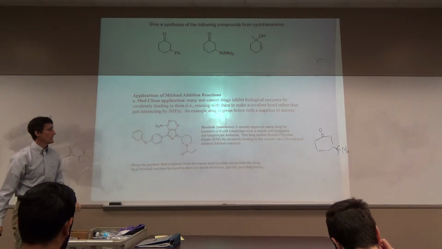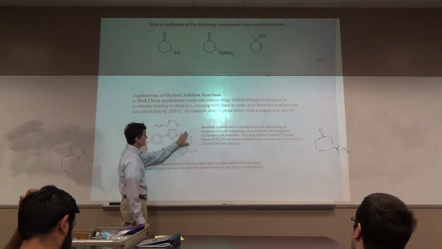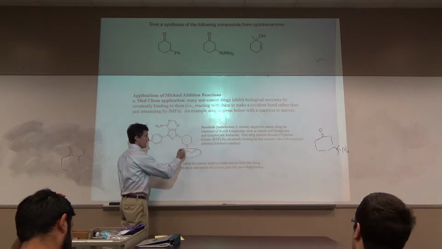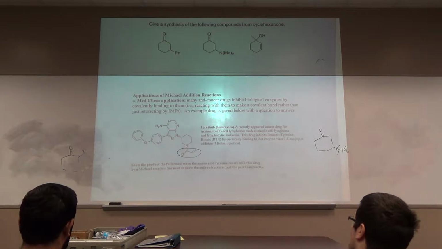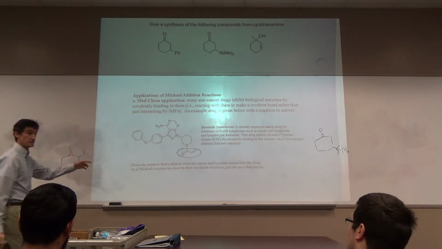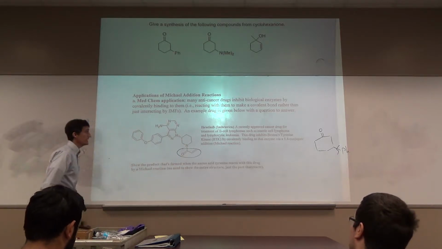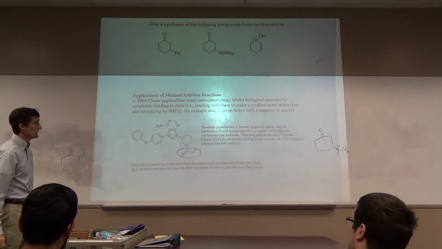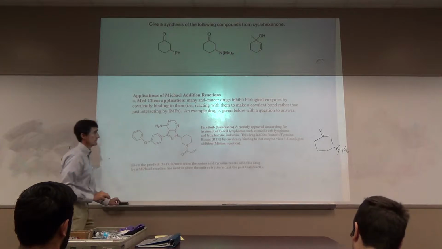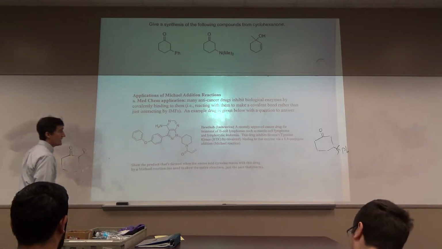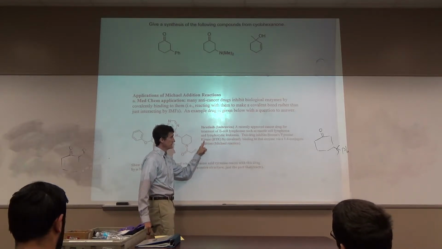Some drugs actually include such a group. Look at this drug, okay? The business end is right here. What do we have? An alpha beta unsaturated carbonyl. It's specifically an amide. This is essentially a cancer drug used against some leukemias, and this drug is known to inhibit a certain tyrosine kinase.